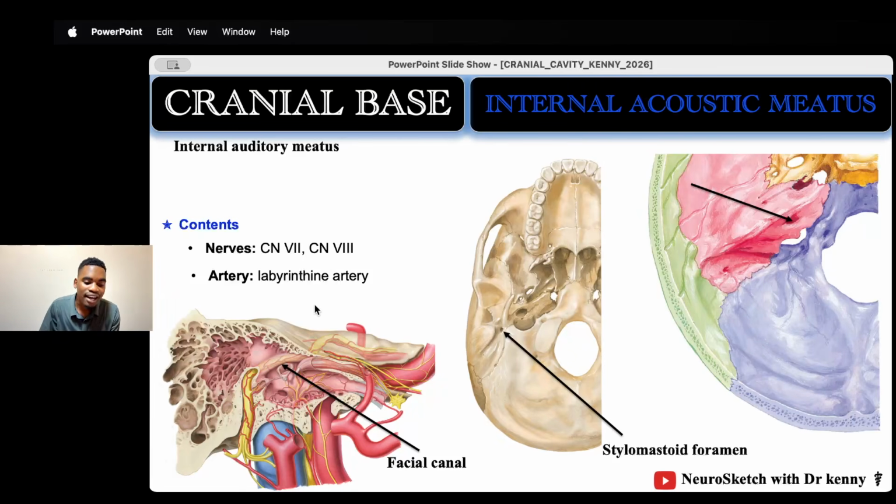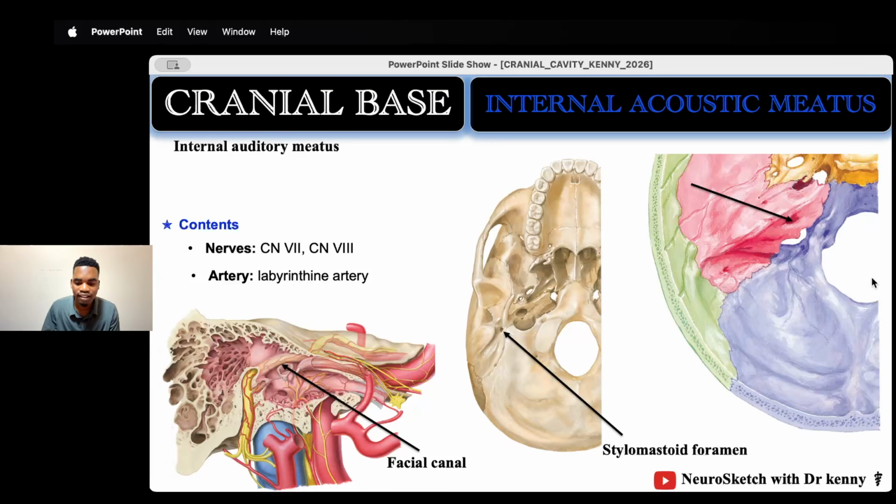Now, the word labyrinth is meant for the inner ear. The inner ear is also called the labyrinth. Now, the inner ear derives its blood supply through the labyrinthine artery from the posterior circulation of the brain. And the labyrinthine artery goes through the internal acoustic meatus together with your facial nerve and the cranial nerve number 8, which is the vestibulocochlear nerve.